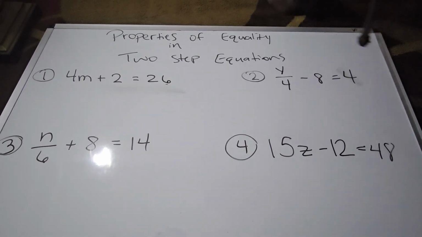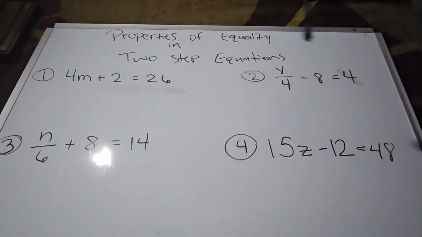Okay, in this video, I'm going to be showing you how to solve two-step equations by using the properties of equality. Now, with the properties of equality, remember, whatever we do on one side, we have to do on the other side to make the equation true. That goes for any operation. Now, with two-step equations, the main goal is to make sure that wherever the variable is, we have to get it alone. The variable has to be alone in the first step.